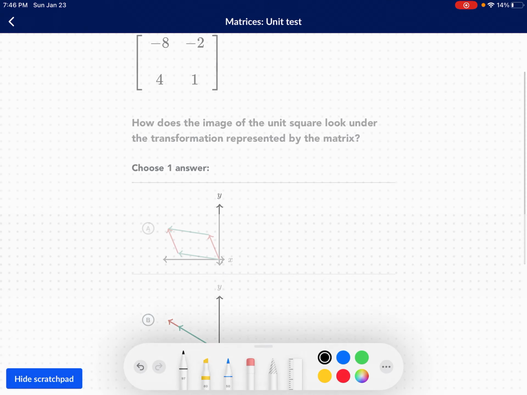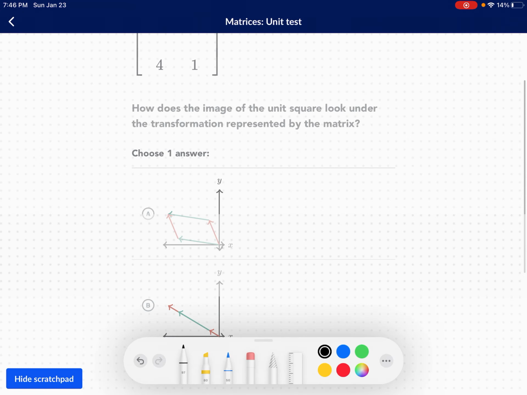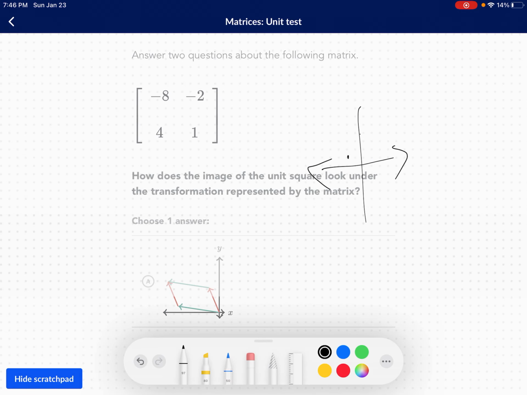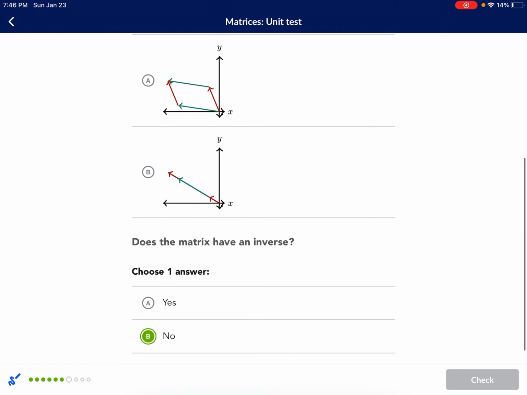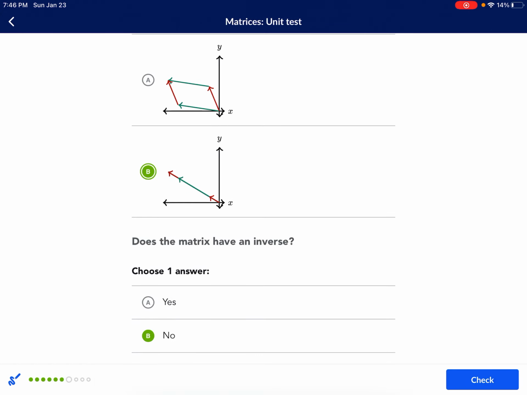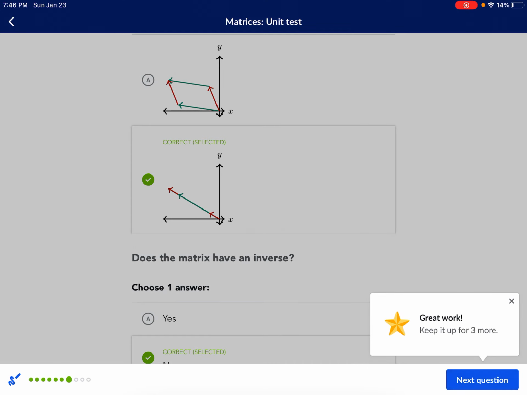So negative 2, 1 is like here. And negative 8, 4 is like here. That's in a line, so it does not have an inverse.